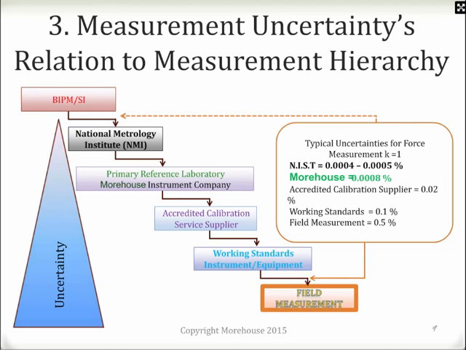Number 3, if we look at the measurement uncertainty's relation to the measurement hierarchy, on the left you can see a pyramid. It starts at the bottom and it goes to the top.